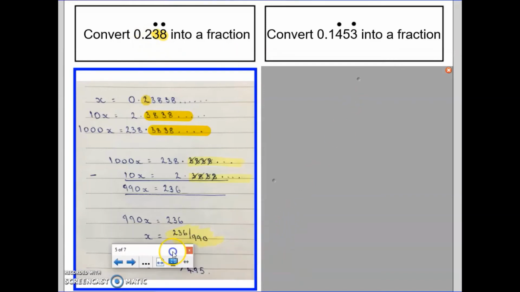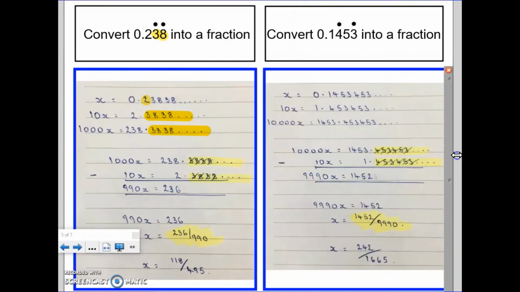Let's have a look at my answer for the second question on this slide. So my working out looks like this. Again, from the question, notice that the 1 is not recurring. It's the 4, the 5, and the 3 that are recurring in this question. So start thinking about x, 10x. You may have thought about 100x or 1000x, but what we actually need in this question is 10,000x, because then the digits after the decimal for 10x and the digits after the decimal for 10,000x match up.